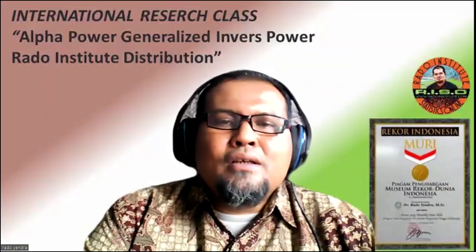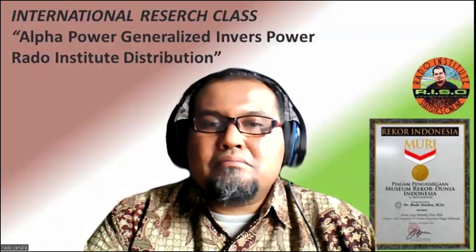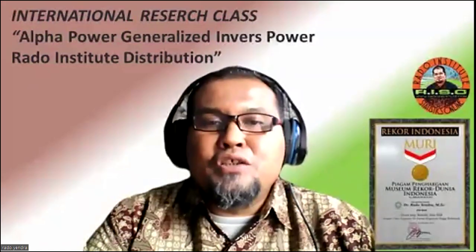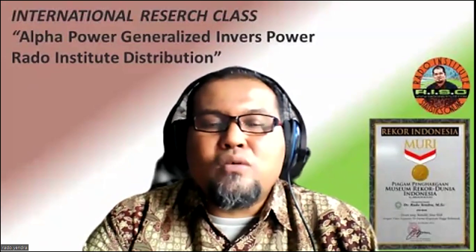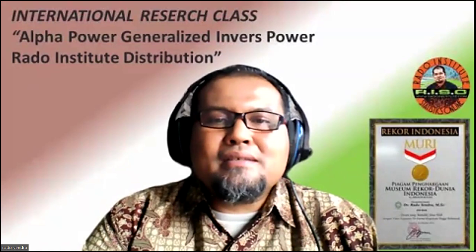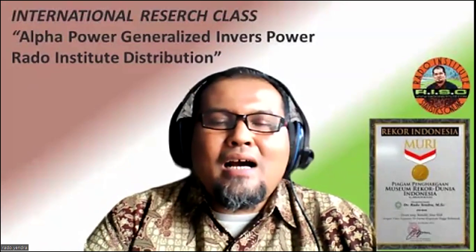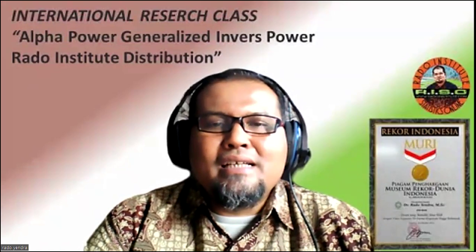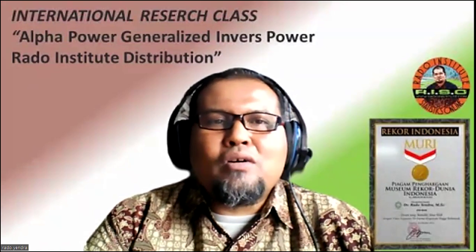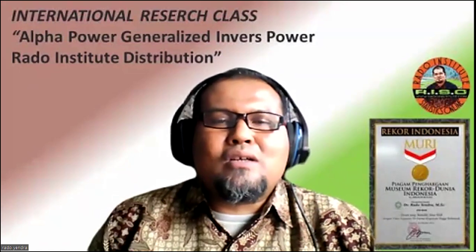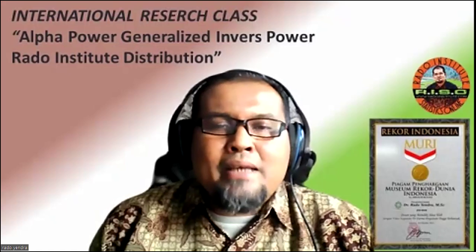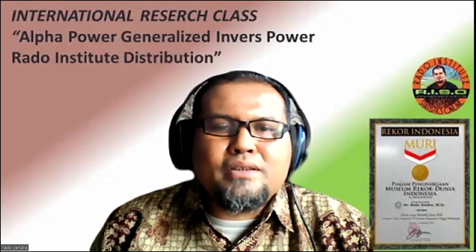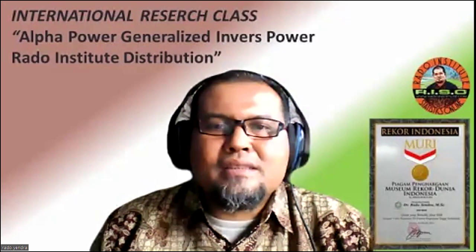So that is why, if we read a research article, of course, we will have a new idea of how to make the novelty of a research article by creating a new probability model. In our discussion today, the Rado Institute tries to produce a new four-parameter probability model, the alpha power generalized inverse power Rado Institute distribution. Based on one research article, we try to open the research article today. This one.